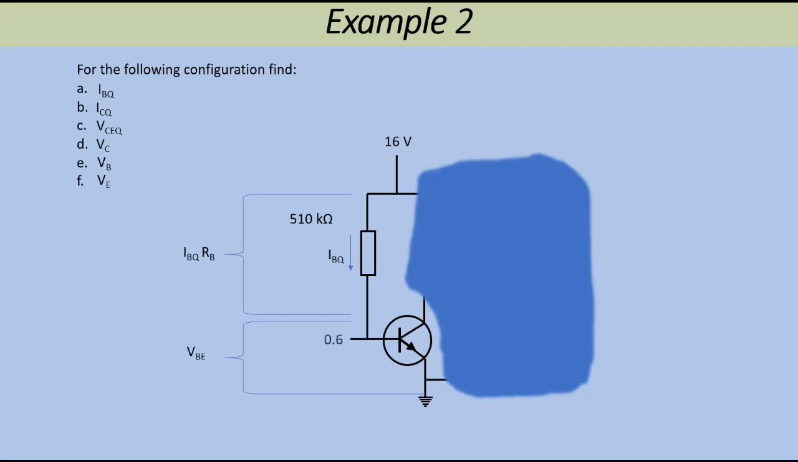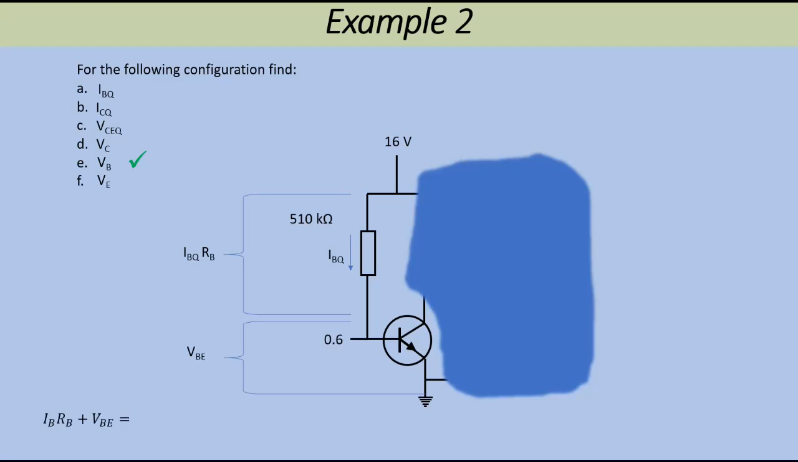Okay, so let's plug in our values. We know that VBE must be 0.6 for the transistor to conduct, so we can plug that in straight away. And also, you'll see that I've marked that as the answer to part E on this question.